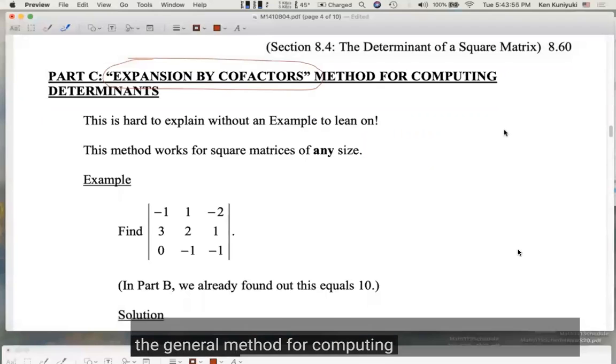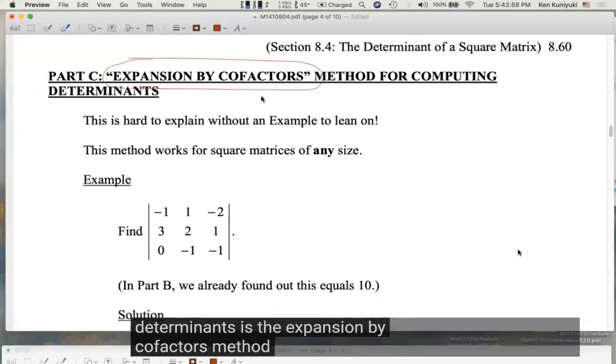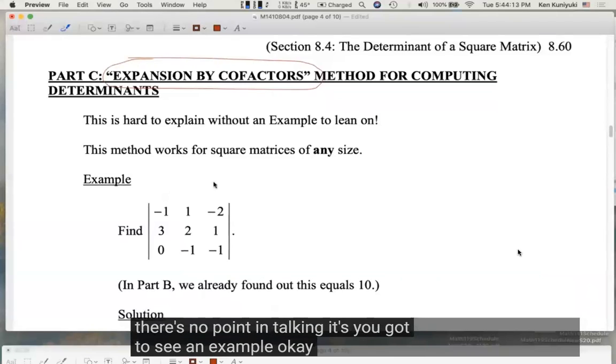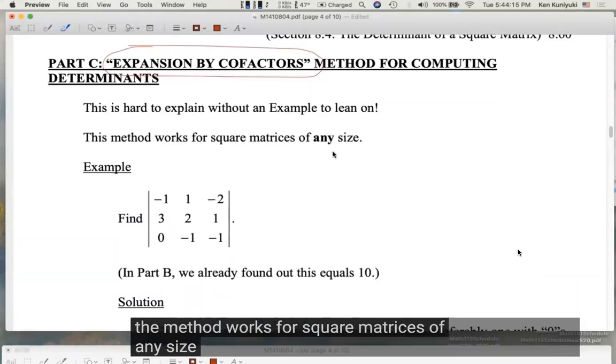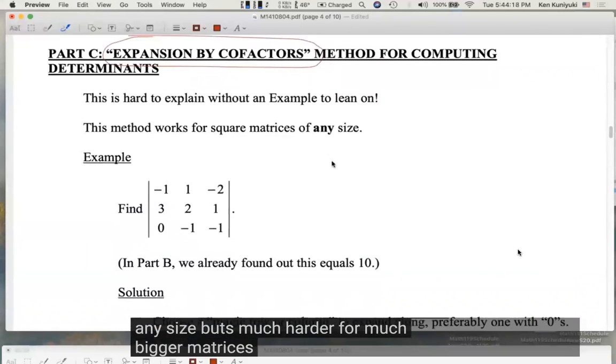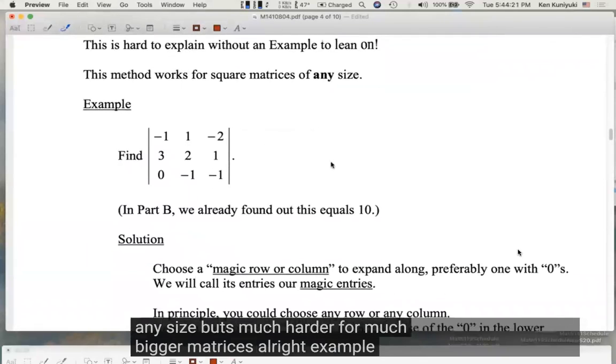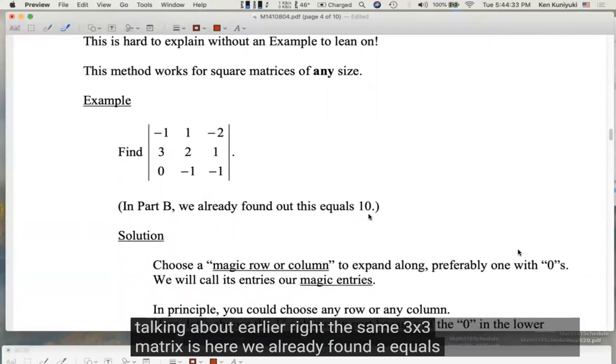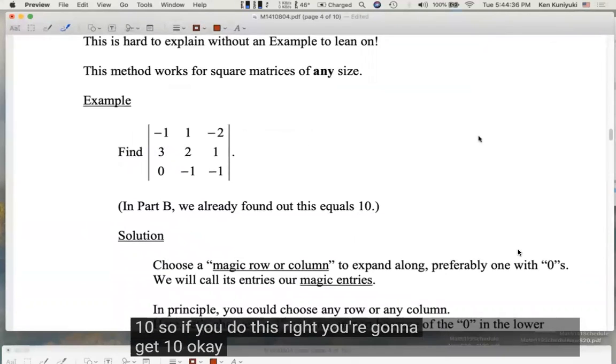The general method for computing determinants is the expansion by cofactors method, which in principle you could apply to 4 by 4, 5 by 5, and so forth. Well, let's start with an example, because without an example, there's no point in talking. You've got to see an example. Okay, the method works for square matrices of any size, but it's much harder for much bigger matrices. All right, example. Now, in fact, this is the same determinant that we were talking about earlier, right? The same 3 by 3 matrix is here. We already found out it equals 10. So if you do this right, you're going to get 10, okay?